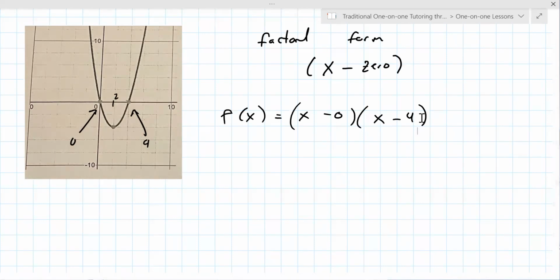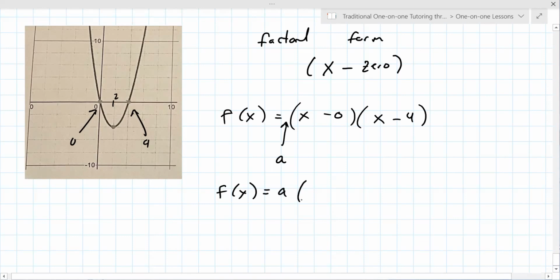But there's really an a here. Did you talk about that in class? Yeah. So really it's f of x equals a times x minus 0, x minus 4. To find a, we need an x and a y value. So we have that right here.